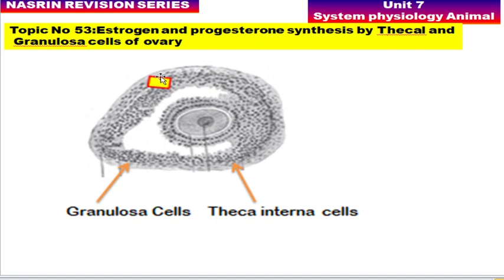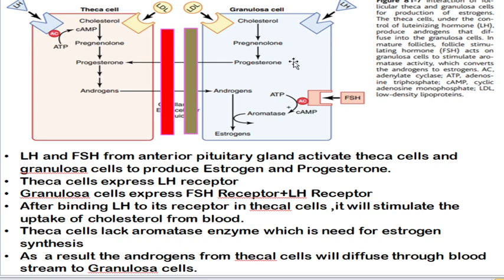Okay, next, how are estrogen and progesterone synthesized by thecal cells and granulosa cells of the ovary? The process occurs in this particular part of the ovary, friends. Thecal cells and granulosa cells are present in the ovary. So LH and FSH from the anterior pituitary gland will activate the thecal cells as well as the granulosa cells to produce estrogen and progesterone hormones.